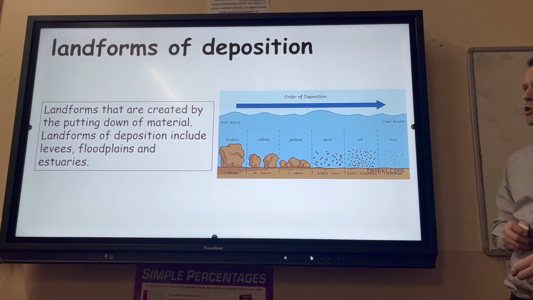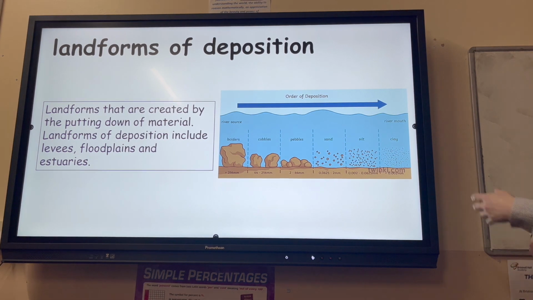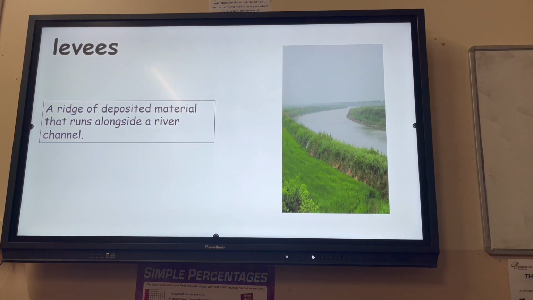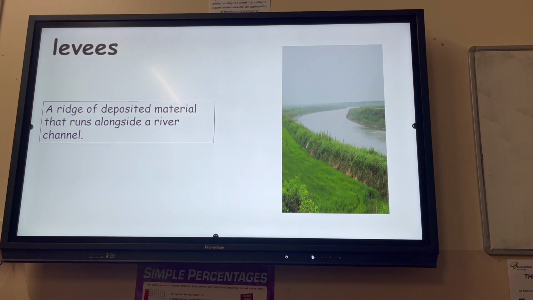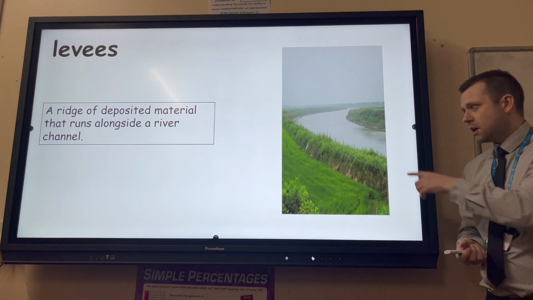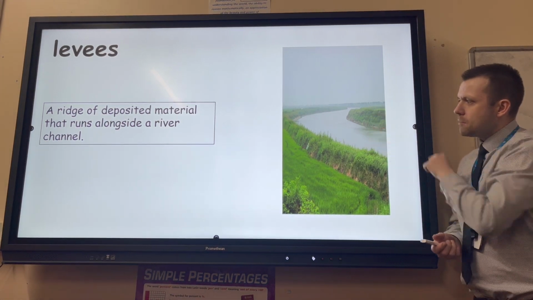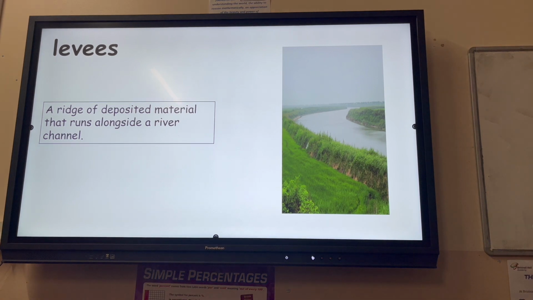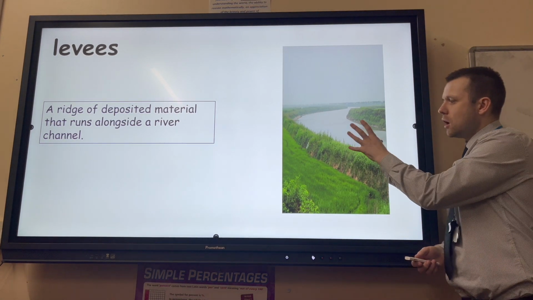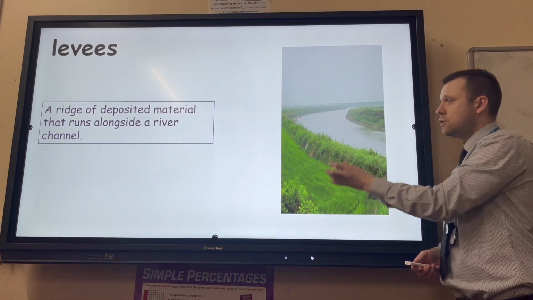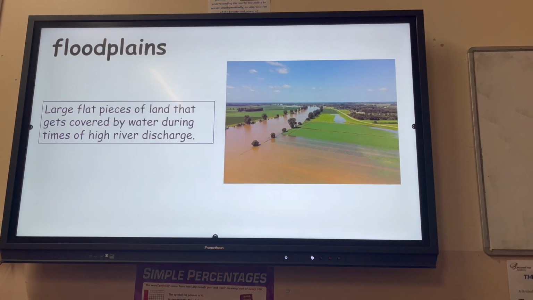Landforms of deposition. So these are landforms created by the putting down of material. The landforms of deposition that we need to know about are levees and floodplains. Here you can see embankments next to the river channel. These are called levees. When the river floods, large sediment is deposited or dumped at the side of a river.